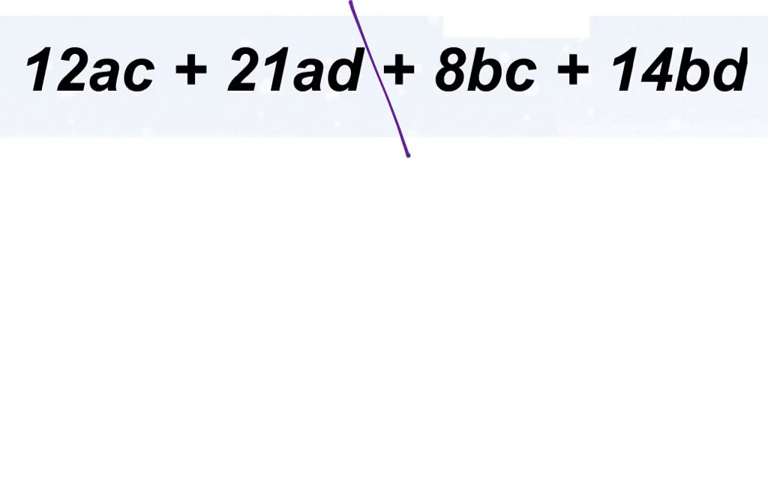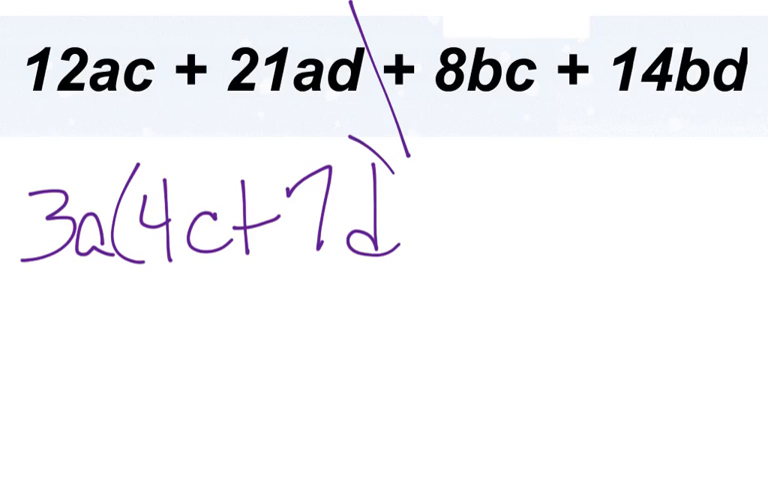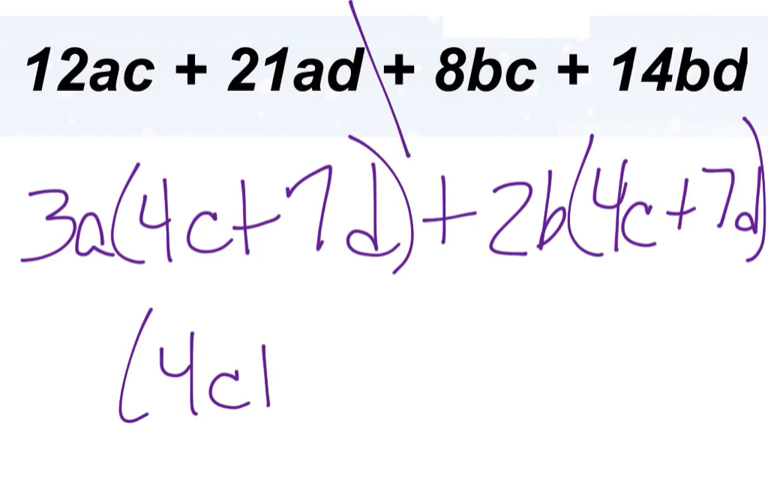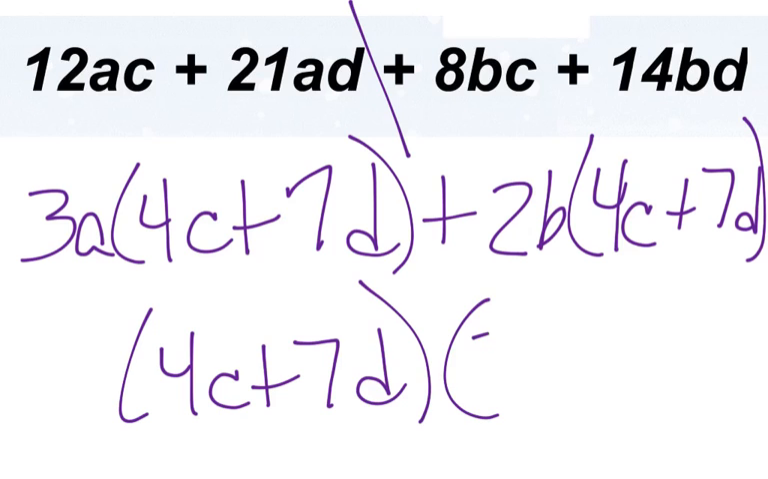These both divide by 3, and they both have an a. 4c plus 7d. Bring my plus. They both divide by 2, and they both have a b. 4c plus 7d. So 4c plus 7d, and 3a plus 2b.